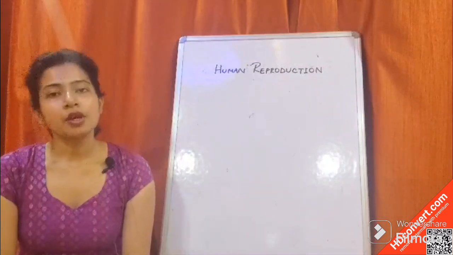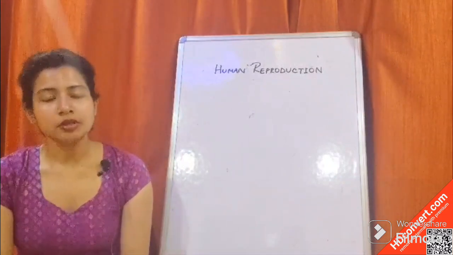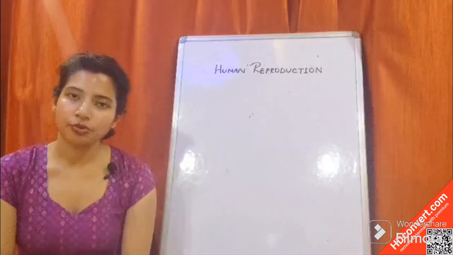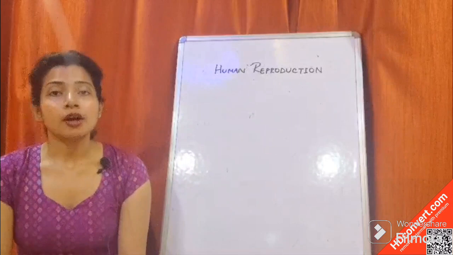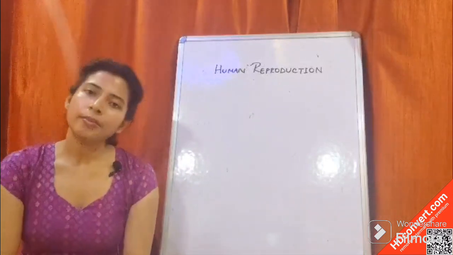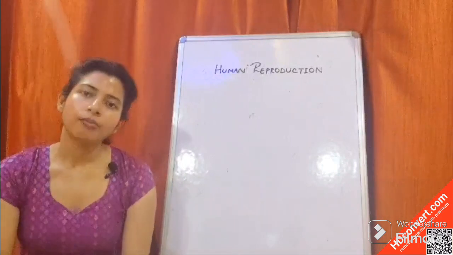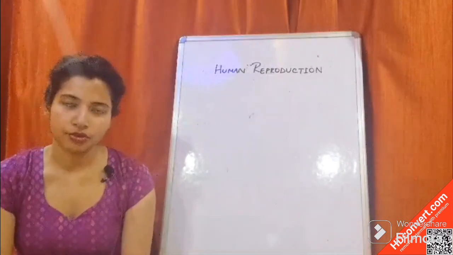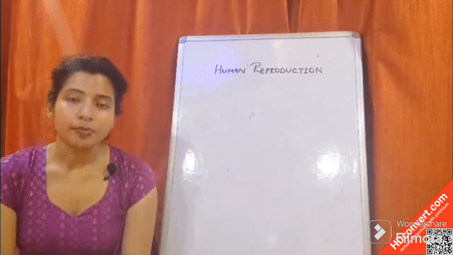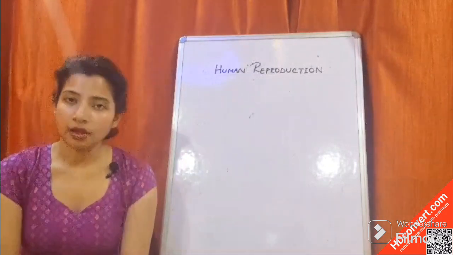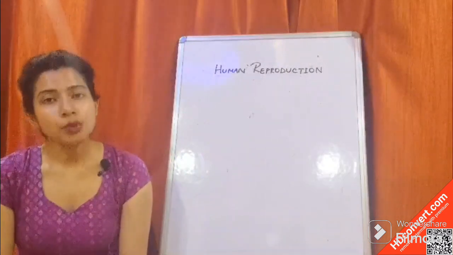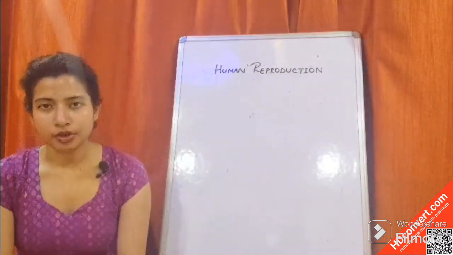There are mainly two types of reproduction found in animals. One is asexual mode of reproduction and another one is sexual mode of reproduction. In case of asexual reproduction, only one parent is involved. It may be male or may be female. One parent gives rise to a new individual. Whereas in sexual reproduction, two parents, that means two sexes, one male parent and another female parent, are involved, and they together form a new individual.